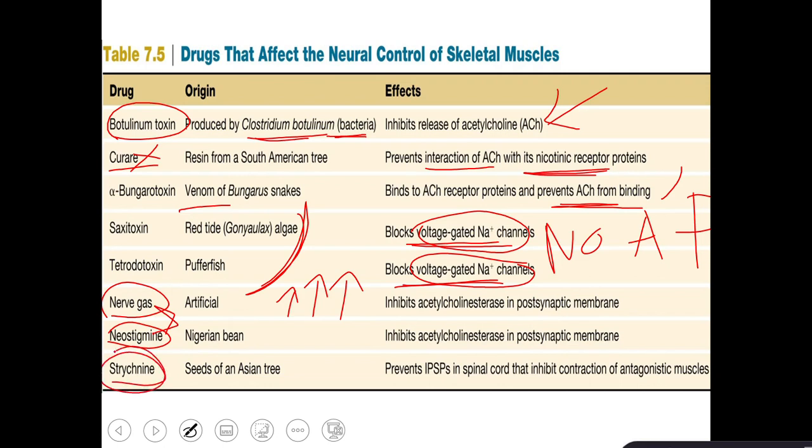The strychnine toxin is a very painful one. This one prevents the inhibitory postsynaptic potentials in the spinal cord that inhibit the contraction of the antagonistic muscles. What does it mean? When you contract a group of muscles, like the anterior arm muscles, your biceps and brachialis, then automatically the antagonistic muscle, the triceps, becomes relaxed. You cannot contract a muscle of flexion and a muscle of extension at the same time. When a flexor muscle contracts, the extensor one becomes relaxed. But strychnine inhibits this, so it will lead to contraction of every muscle in the body at the same time, which is so painful. And this, of course, leads to death.